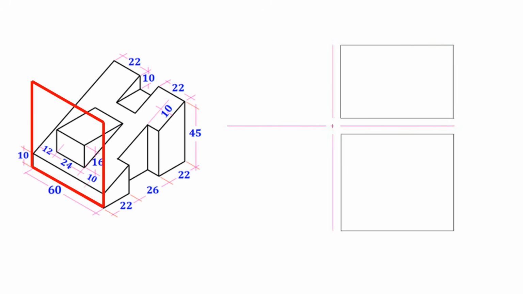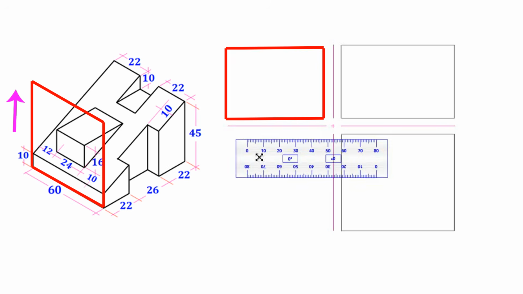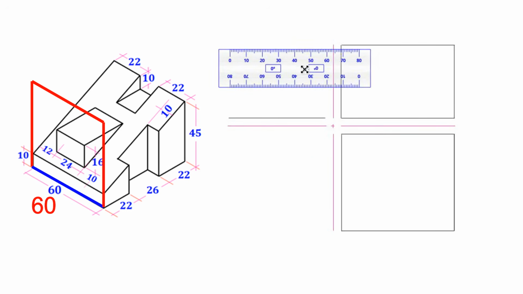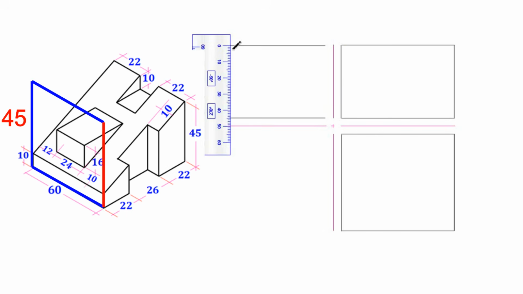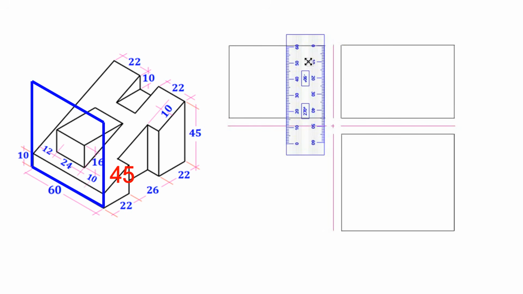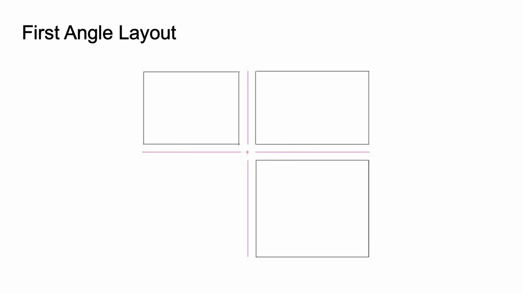Side view rectangle, 60 units on y, depth, times 45 units on z, height. Draw these rectangles lightly on your sheet. Use a light line, not bold, because these are just construction lines to guide your drawing. We will darken the final lines later. Now our first angle layout is set up, and we can begin projecting the details from our isometric drawing into each view.